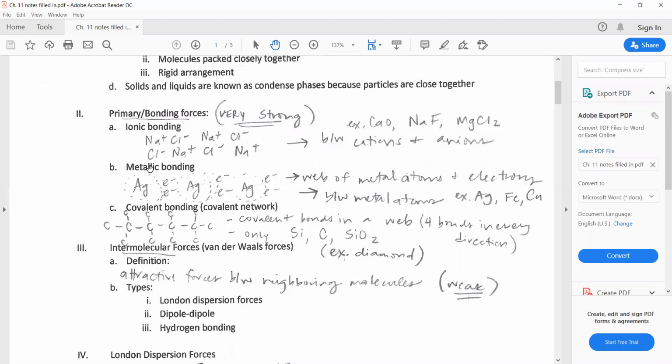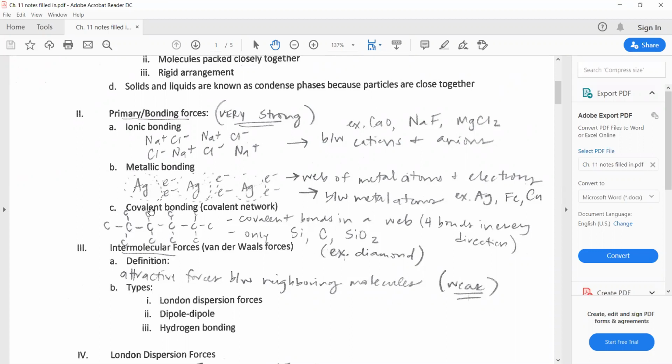Then you've got what's called metallic bonding. This is when you have just a plain old solid metal, like a bunch of silver atoms, a bunch of iron atoms, a bunch of copper. So just one single metal. It also forms kind of a lattice or a web, you could say, of these electrons and protons in a very organized manner, and it holds these metals together very strongly. So metallic bonding applies to plain old metal atoms.